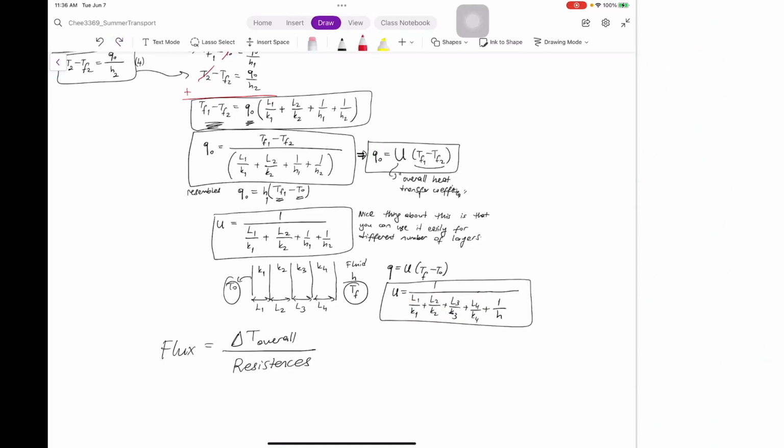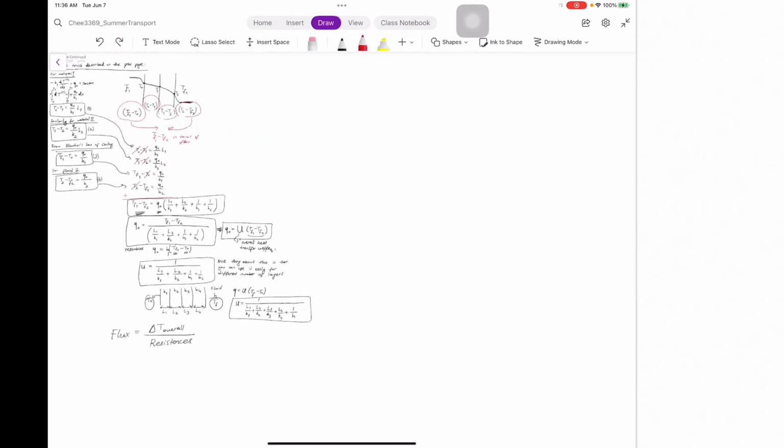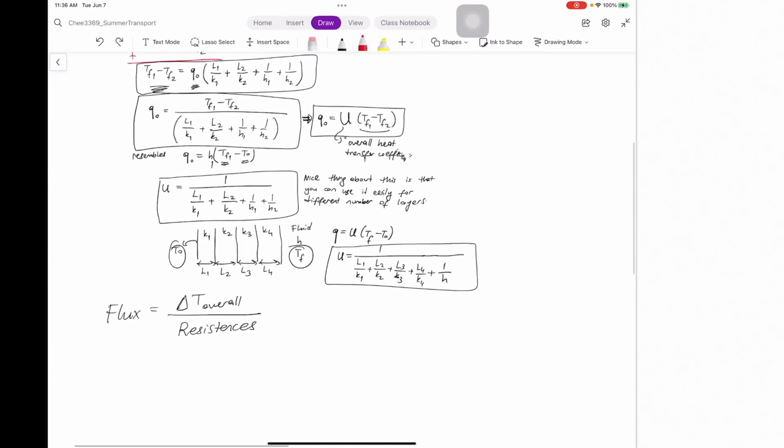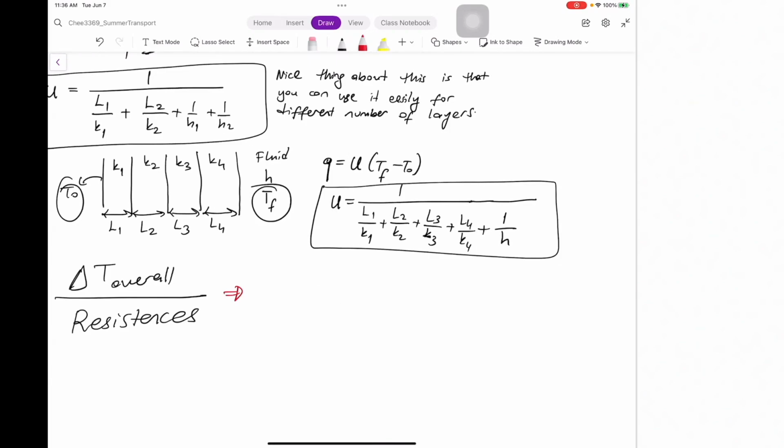Any questions so far? So let me just write it for your convenience here. This is analogous to flow of electricity, or Ohm's law. I is equal to delta V over R. In Ohm's law, delta V, the voltage difference, is the driving force for the current to move. I is your flux in that case, and so on.